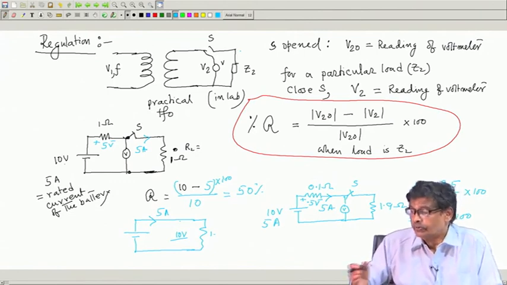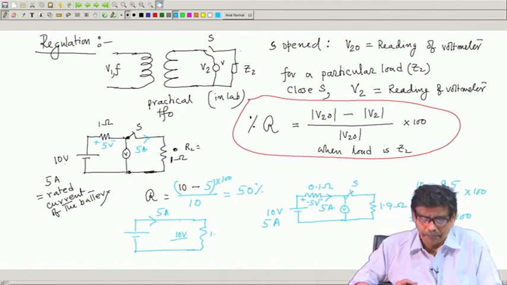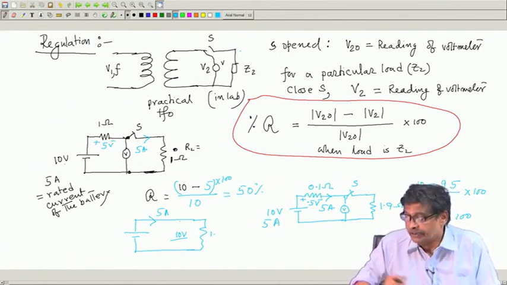Now, we will go to find out an approximate expression of regulation. Okay. So, we will continue with this.